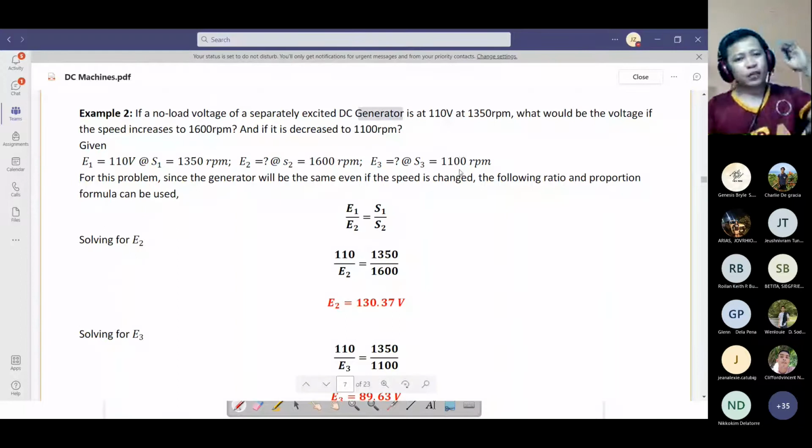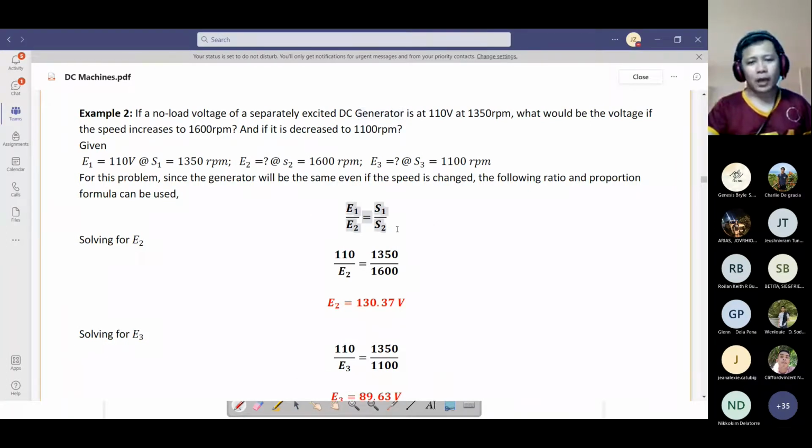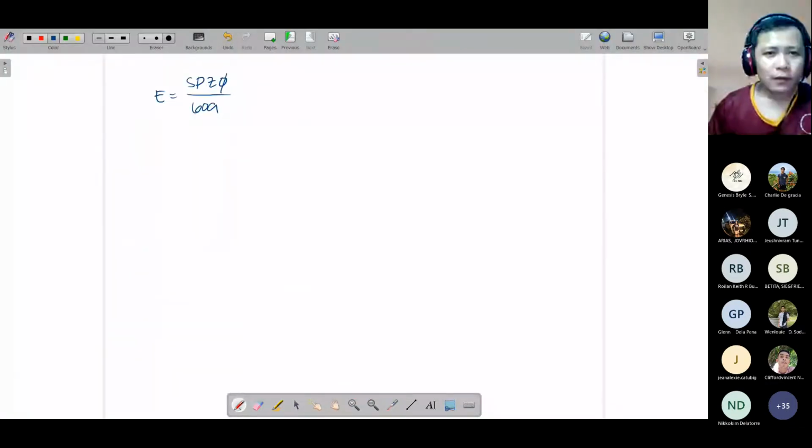So if your equipment is still the same, and you have just adjusted some characteristics of it, then you can just use ratio and proportion. For this problem, since the generator will be the same even if the speed is changed, the following ratio and proportion formula can be used. You can ask questions later. Now, we can use ratio and proportion.